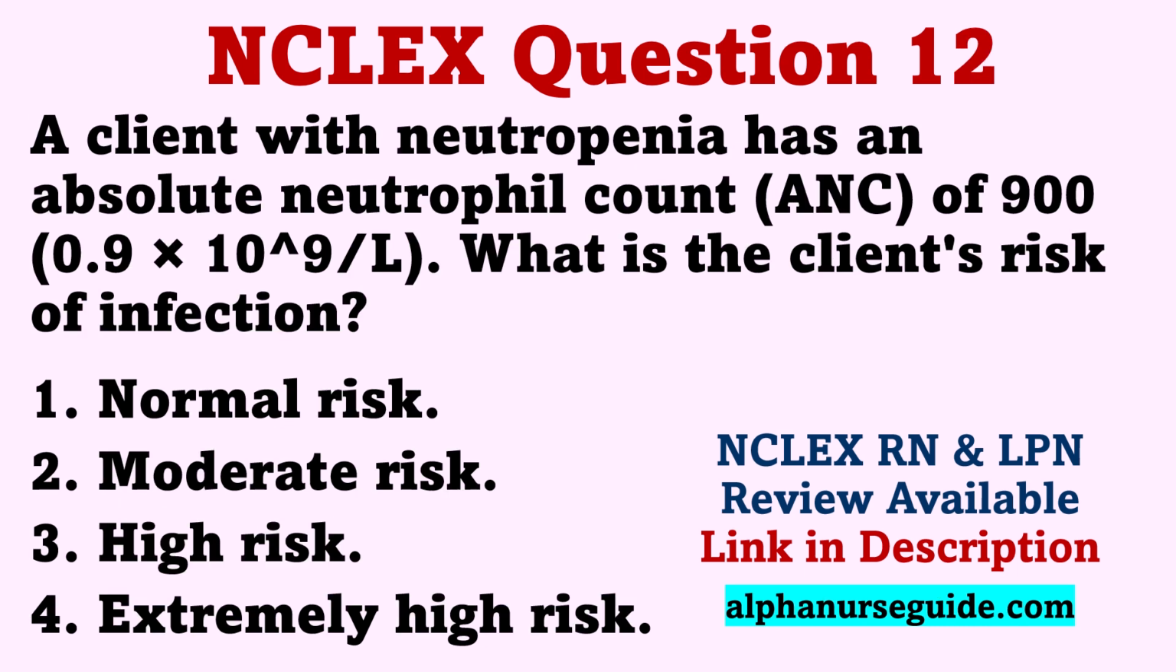A client with neutropenia has an absolute neutrophil count of 900. What is the client's risk of infection? 1. Normal risk. 2. Moderate risk. 3. High risk. 4. Extremely high risk.